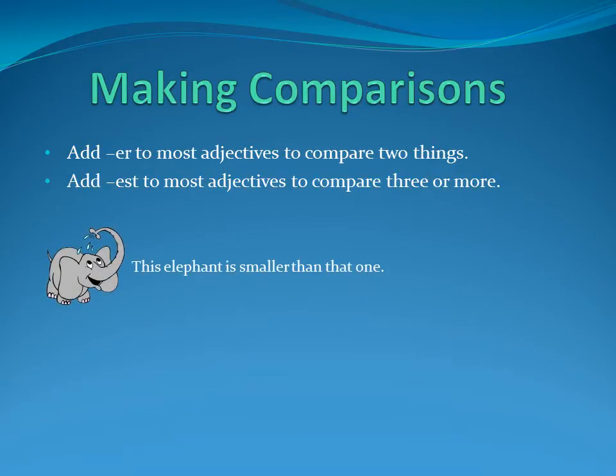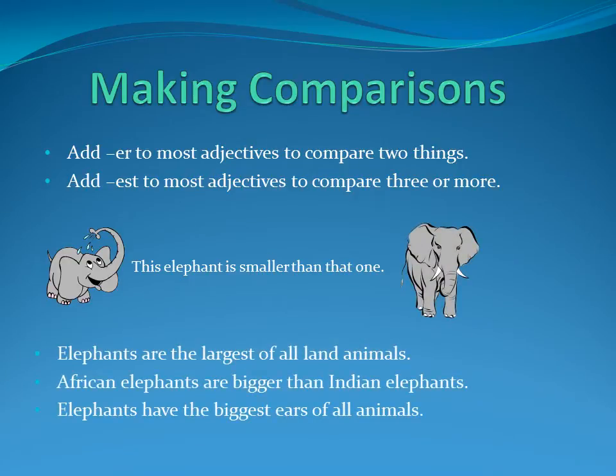This elephant is smaller than that one. Elephants are the largest of all land animals. African elephants are bigger than Indian elephants. Elephants have the biggest ears of all. Those are examples of making comparisons.